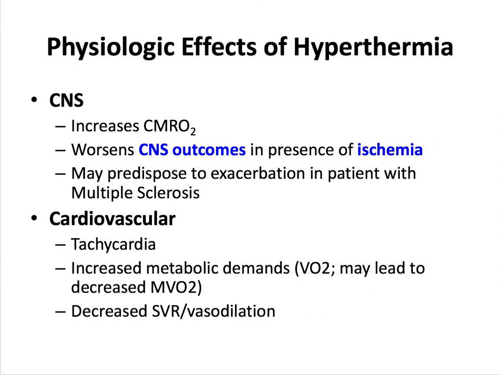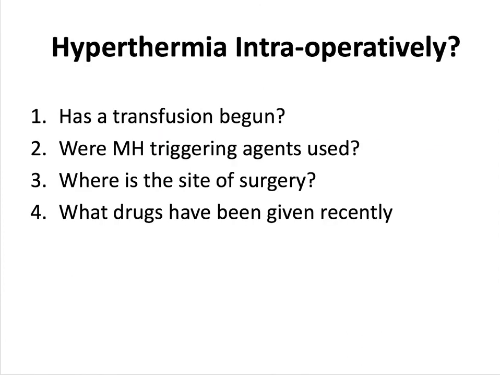Cardiovascularly wise, if the temperature goes up, heart rate goes up, metabolic demands go up, oxygen use goes up, and the patient may have a reduction in systemic vascular resistance and vasodilation. So if hyperthermia occurs intraoperatively, you should really think, have I caused this? Is it iatrogenic, especially in kids? But also ask the question, has a transfusion begun? Could it be a major transfusion reaction or a febrile transfusion reaction?